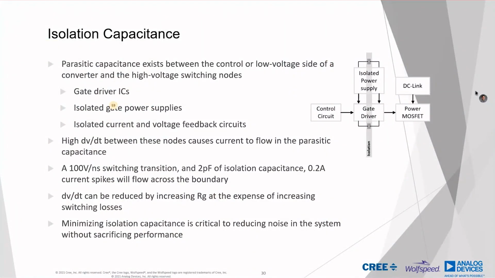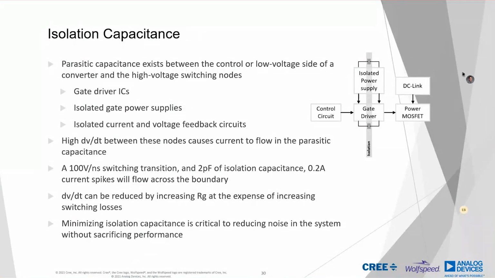Okay, and then just a final note on isolation capacitance in general. As Eric mentioned, that's inherent in any component that crosses the isolation boundary. So the gate driver, isolated power supply, and any isolated feedback circuits are all going to have some inherent capacitance there. And since the MOSFETs produce high dV/dt, there's going to be some parasitic current flow from the high voltage side to the low voltage side.